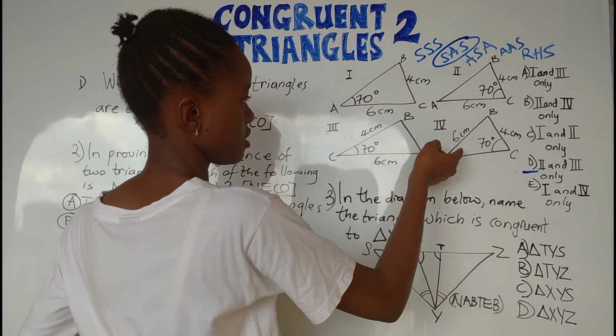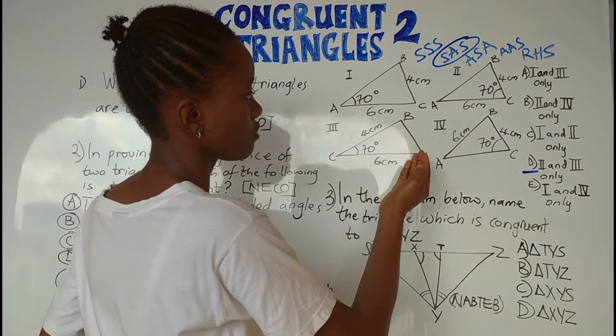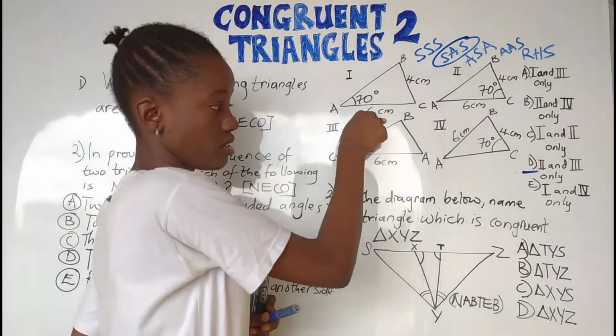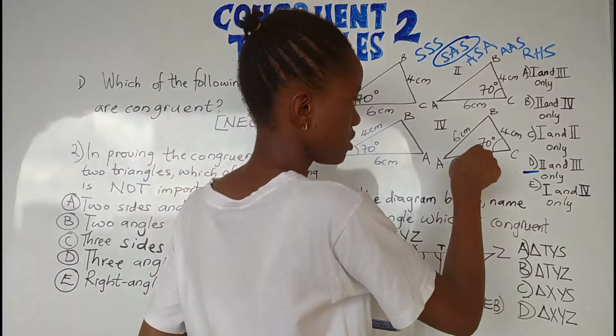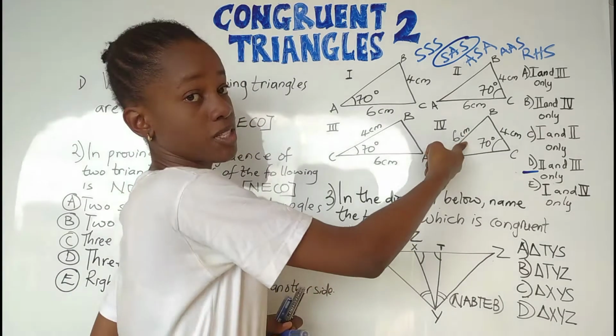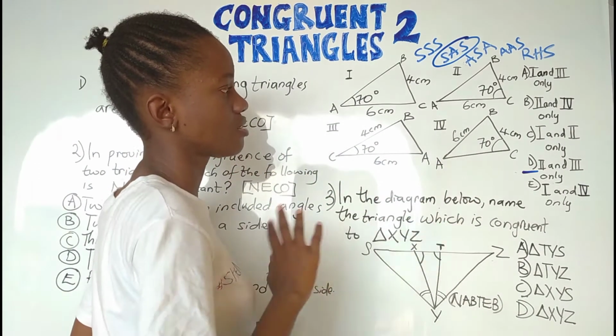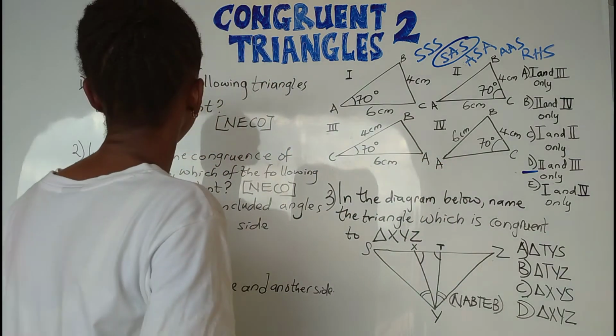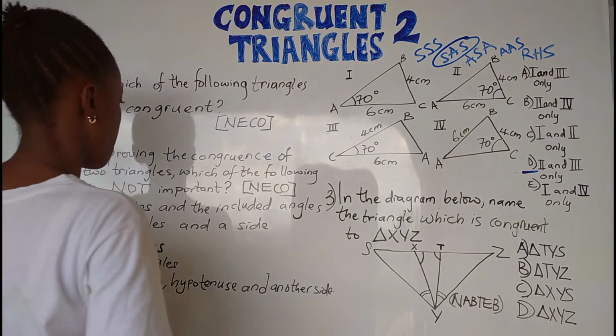These 2 are not congruent, and you can even see it from the fact that the 70 degrees is lying on the 6 centimeter side here, but here the 70 degrees is touching the 4 centimeter side and not the 6 centimeter side. So they are completely different. Okay, they are not congruent. All right. So now we are going to go over to number 2.